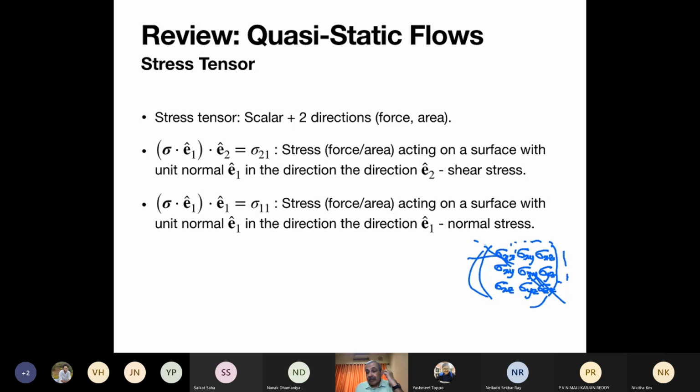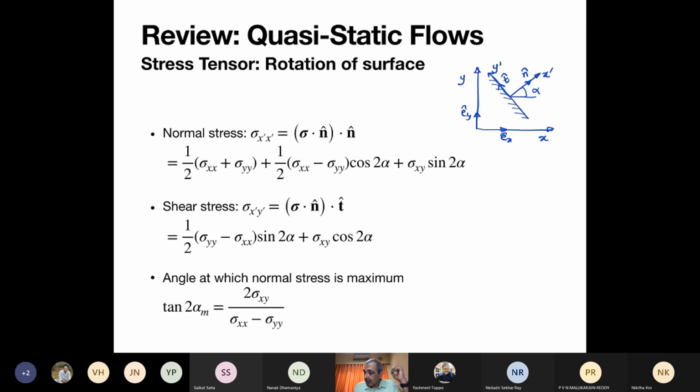So now the first thing that we did last time was to say that, okay, supposing I wanted to calculate the stress on any surface which is oriented at some angle alpha to the x-axis. So we define a new coordinate system, x prime, y prime.